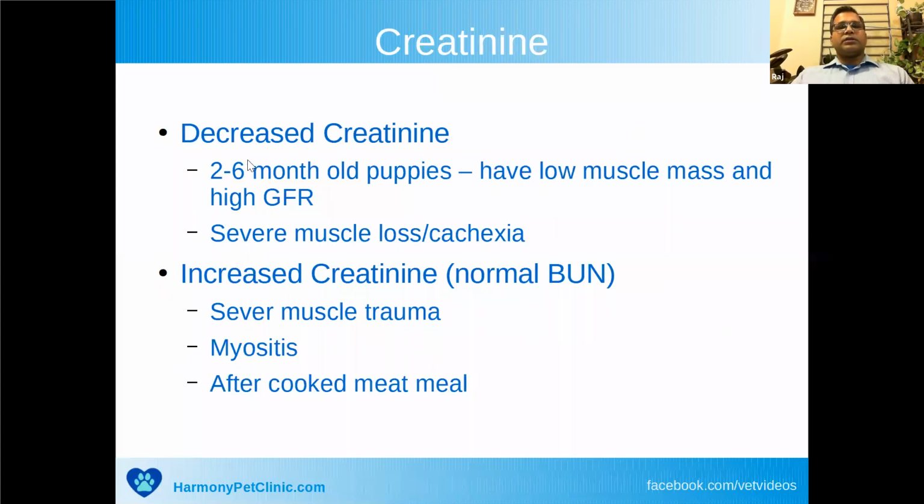Creatinine is normally decreased in puppies because they have low muscle mass and their glomerular filtration rate is high. Any severe muscle loss or cachexia can lead to decreased creatinine. These are not clinically very significant, and an increase in creatinine with normal BUN is not very common, so you can skip it. It's mostly from muscle trauma. Creatinine is released from the muscle, as in myositis, or even after a cooked meat meal, creatinine may be a little high.